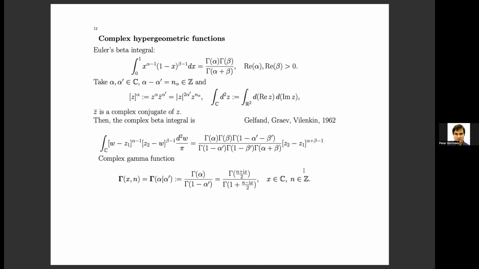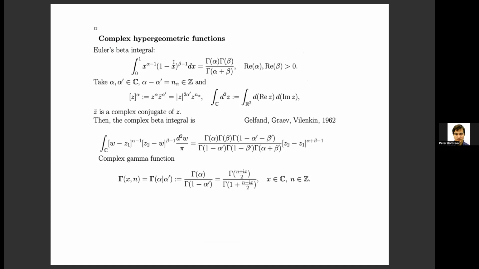Now I'm turning to the main subject of my talk. Namely, I described the second rational degeneration behind the elliptic hypergeometric equation. It goes to the so-called complex hypergeometric functions. So here's the standard Euler's beta integral, which can be computed explicitly, a very well-known object.